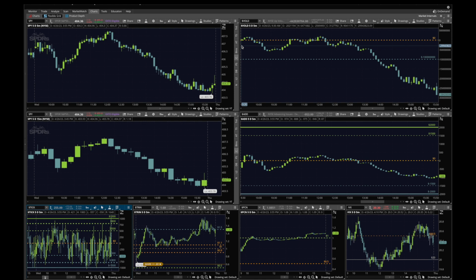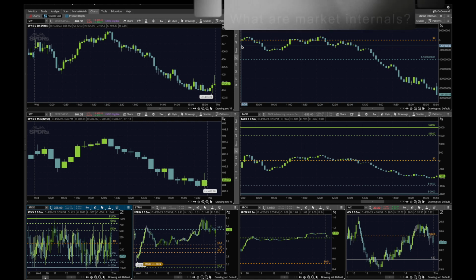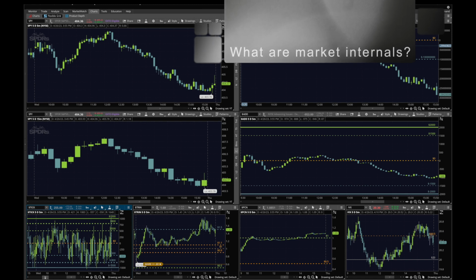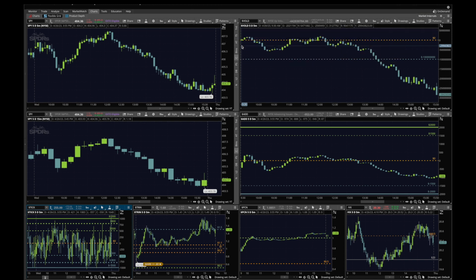What these are called: market internals, market breadth analysis, ratio charts. They have a handful of names. In a nutshell, they give you a keen insight on the New York Stock Exchange total collection of stocks and what they're doing intraday.